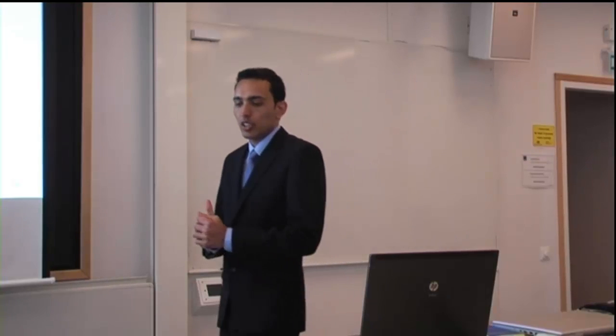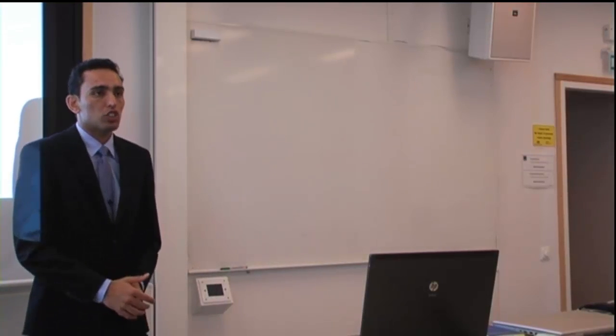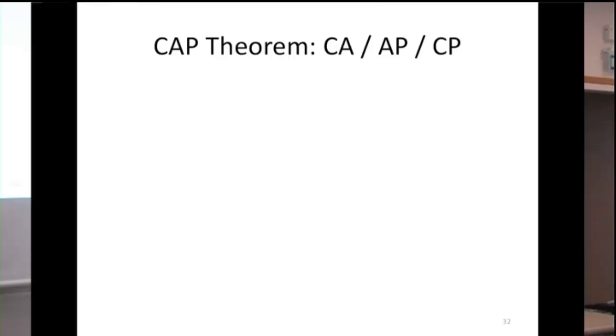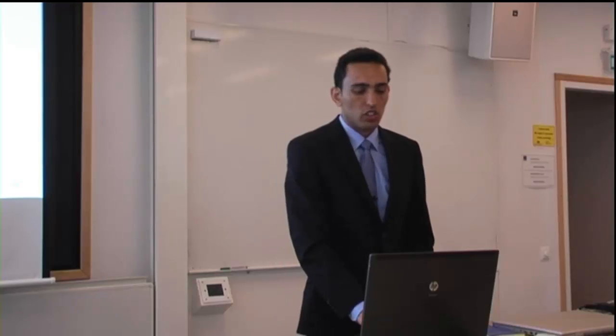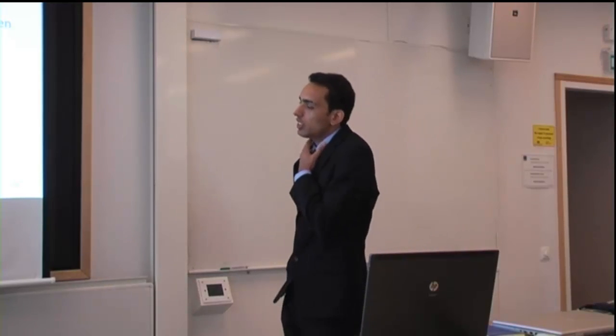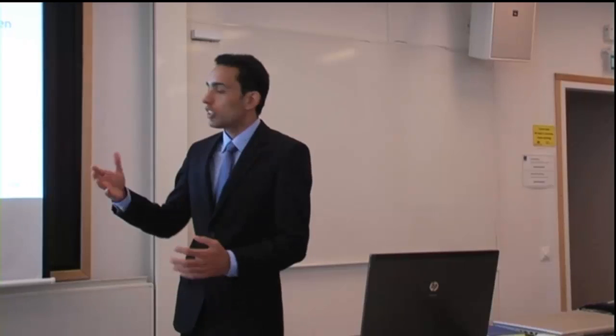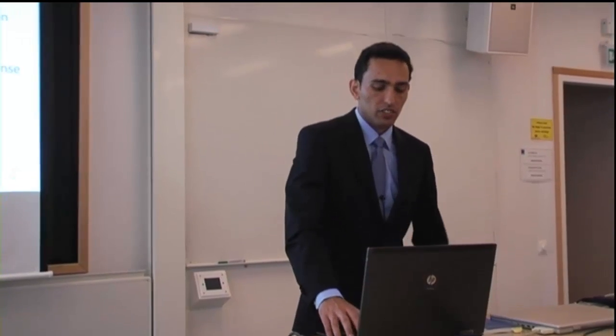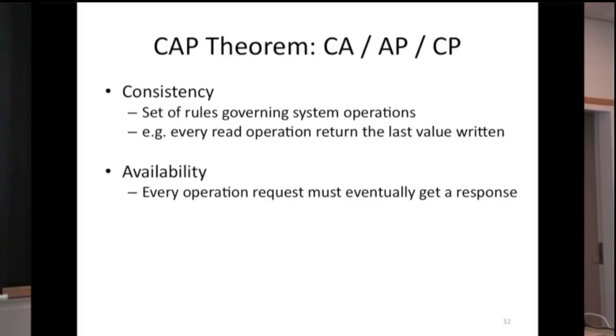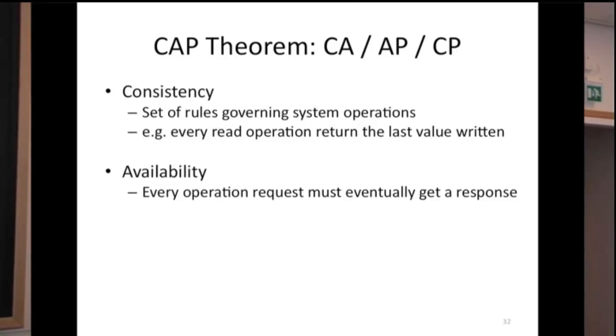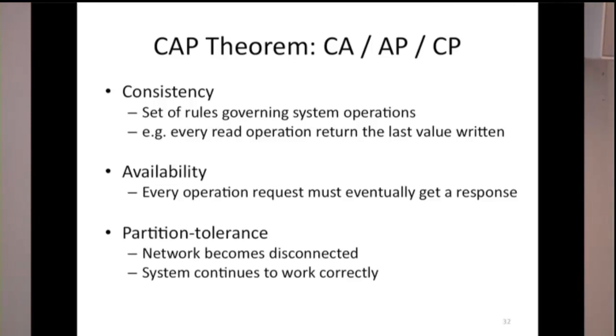Now, the problem is that as soon as you talk about consistency, you run into a theorem called the CAP theorem. CAP stands for C, consistency, A, availability, and P, partition tolerance. Consistency basically gives you a set of rules that tell you what operations are permitted and what are not. For example, if you do a read operation, you should read the latest value. Availability means that if you make a request, you should eventually get a response. Partition tolerance means that even if the network is partitioned, your system should work correctly.